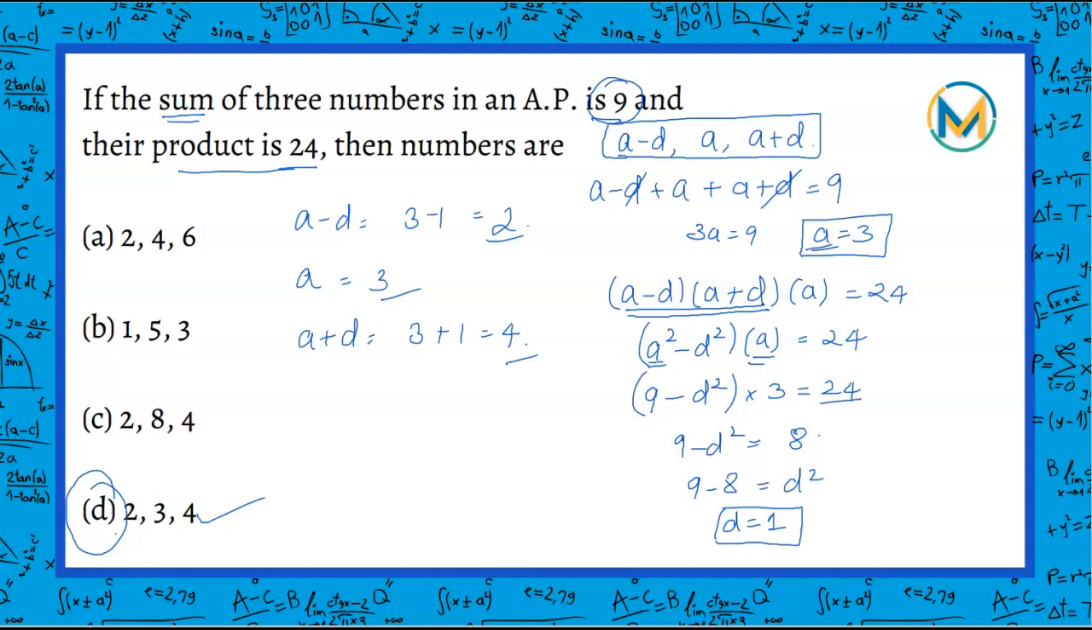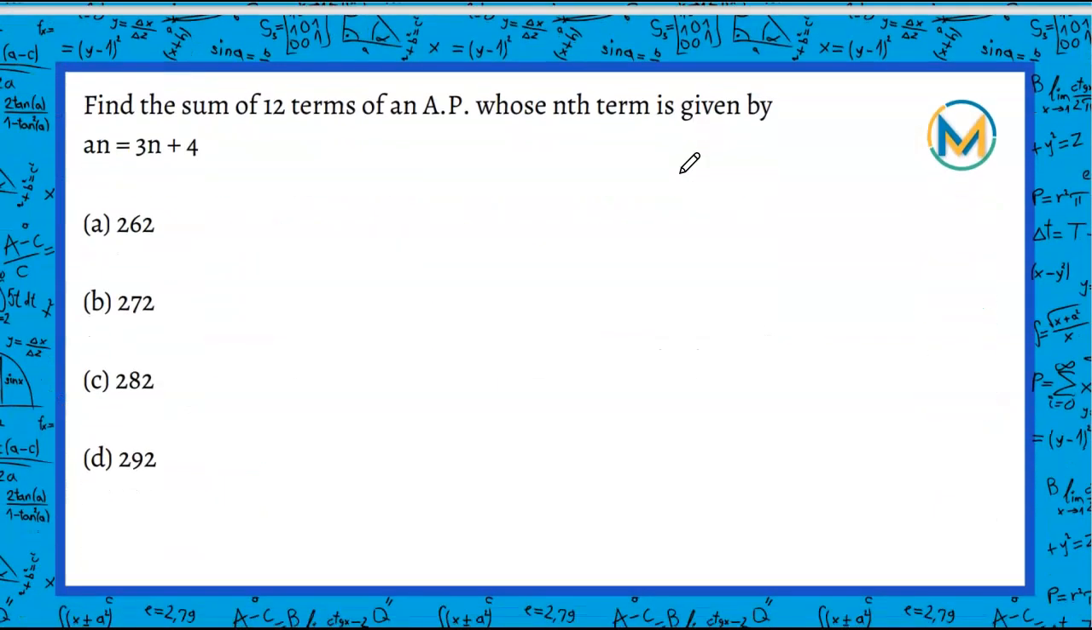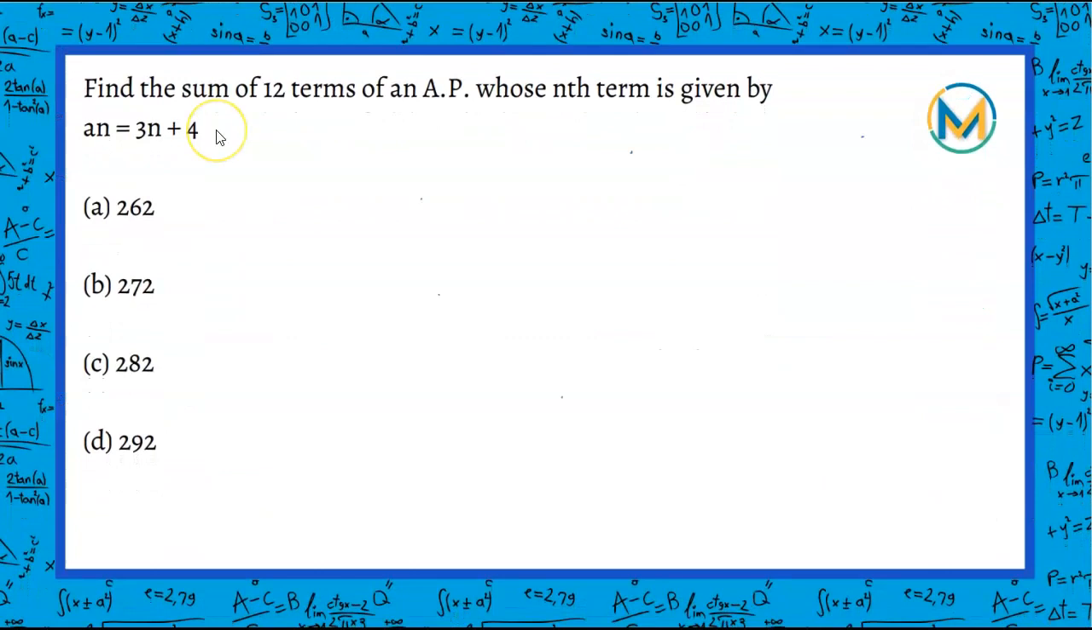The next question we have here. Next question is to find the sum of the 12 terms of an AP whose nth term is given by an is equal to 3n plus 4. So an is equal to 3n plus 4.